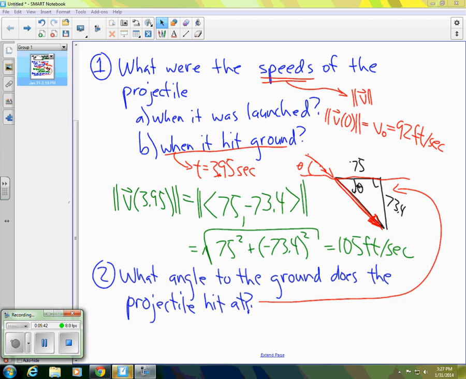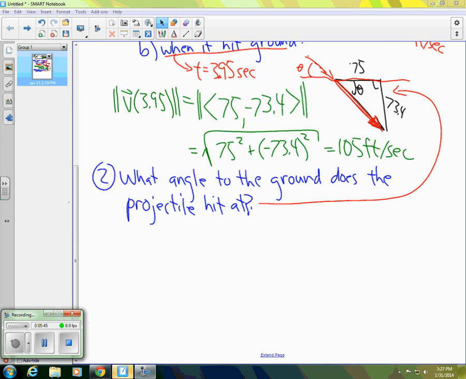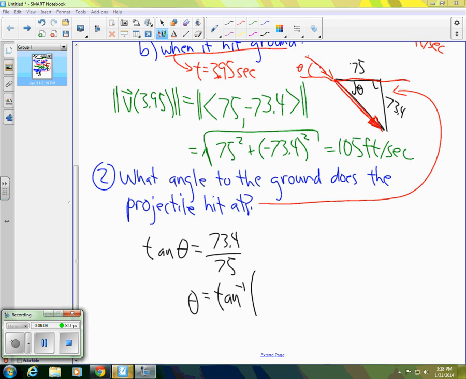And you can see that that theta, the 73.4 is an opposite side from that angle, and the 75 is adjacent. So what we have is that the tangent of theta is equal to 73.4 over 75. And so from that, what we have is that theta is the inverse tangent of 73.4 over 75. Okay, and that turns out to be 44.4 degrees, which is pretty close to the 45 degrees that we predicted.